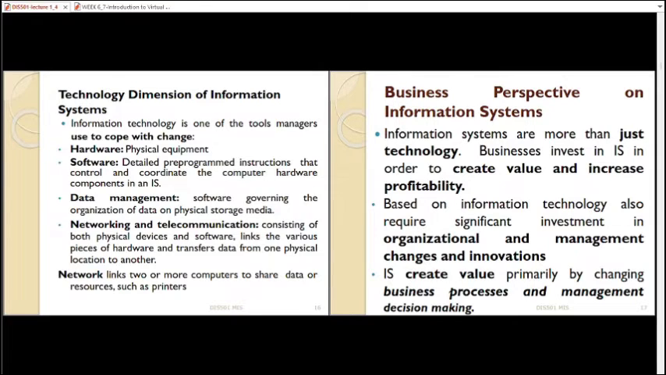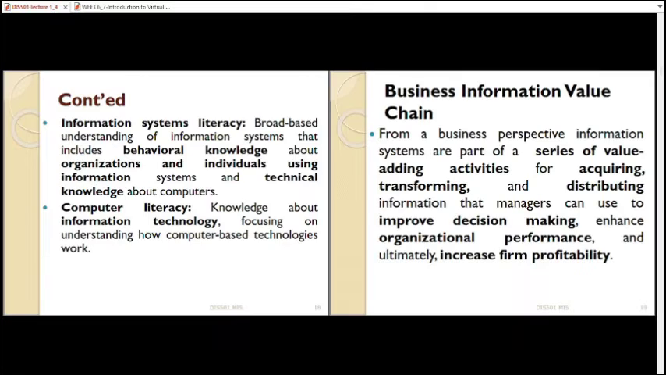And therefore, IS would create value primarily by changing business processes and management decision making. With computer systems, you can make decisions much faster. You can make accurate decisions, because we can use computer systems to ensure that you have accurate, or rather correct, information with you before you make a decision. So basically, the aspect of computer systems falls under the technology dimension of the IS. And that's how we are able to create that value, as I've explained.